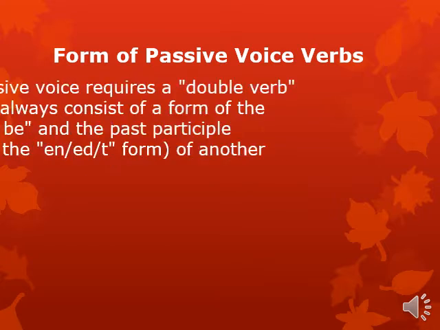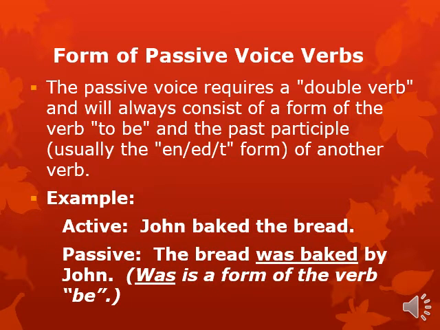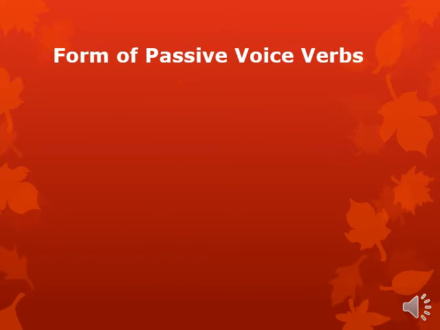Form of passive voice. The passive voice requires a double verb and will always consist of a form of the verb to be and the past participle, usually the -ed form or another. Let's see how. The active: John baked the bread. The passive form: the bread was baked by John. Was is a form of the verb to be. Why did we use was? Because baked is in the past tense. Let's see the other examples.